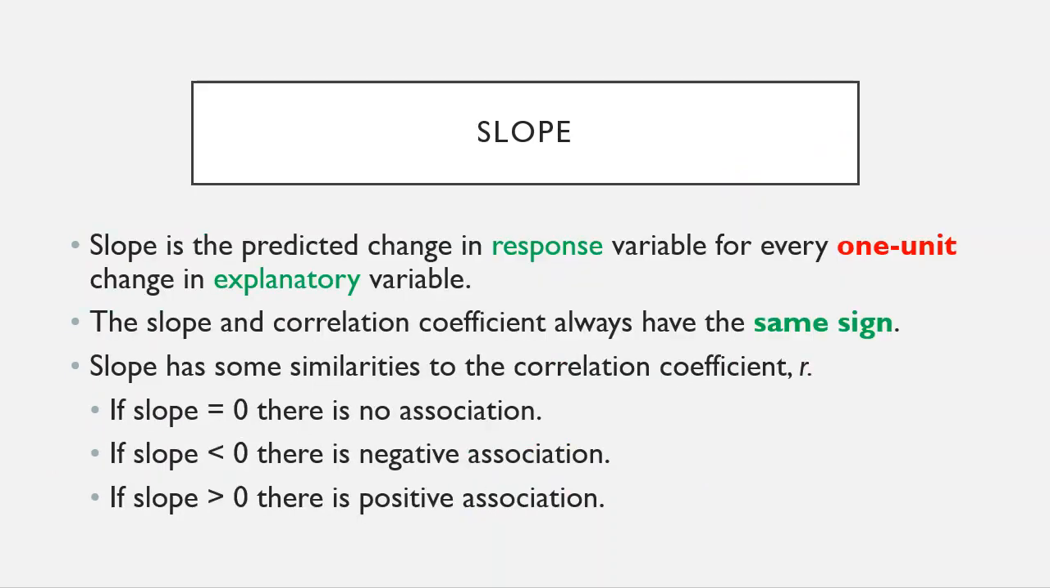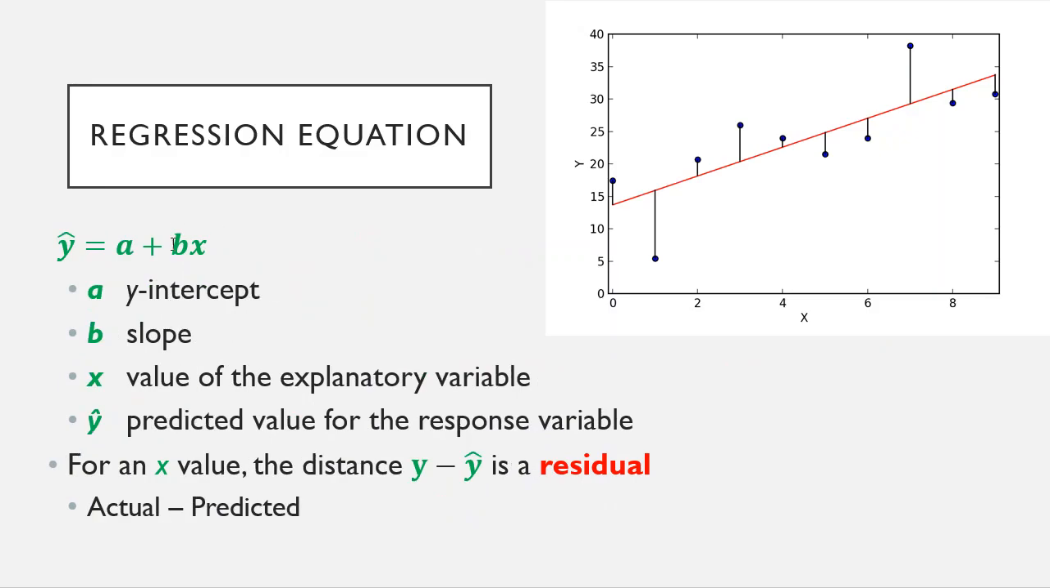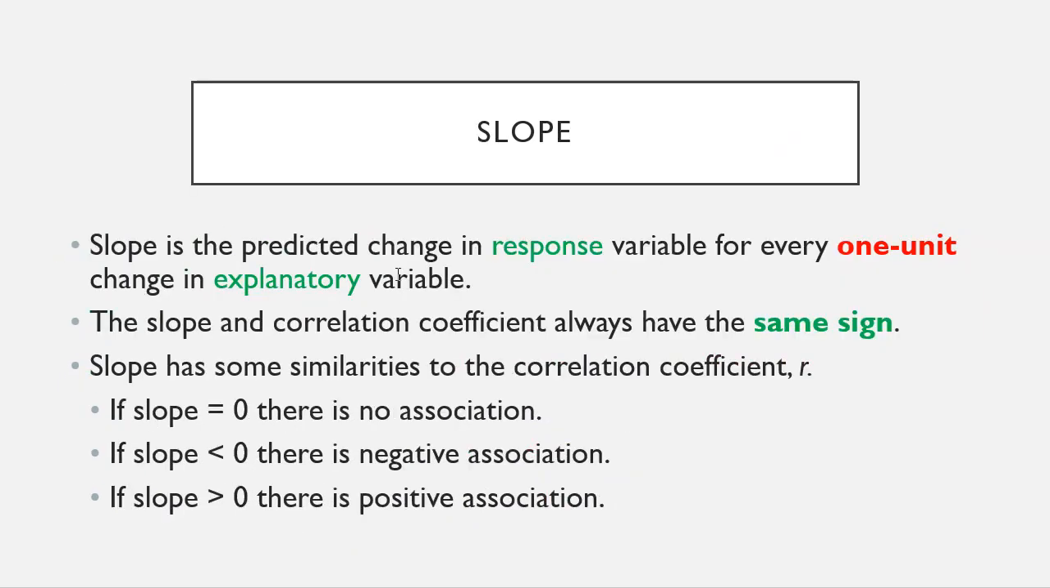And then the slope of that regression line, this number b right here, is the predicted change in response for every 1 unit change in explanatory variable. So the slope is saying if I go over one value in x, how many values do I go over in y in my regression line?